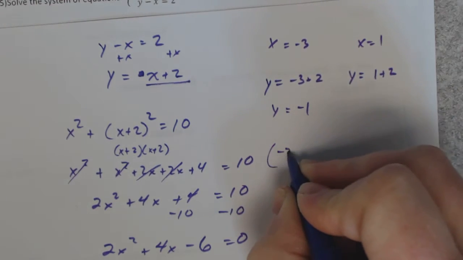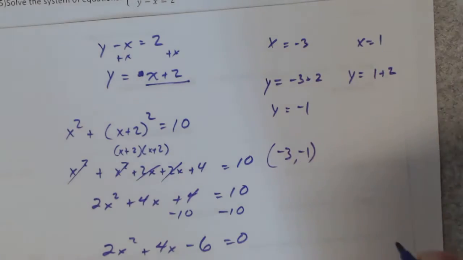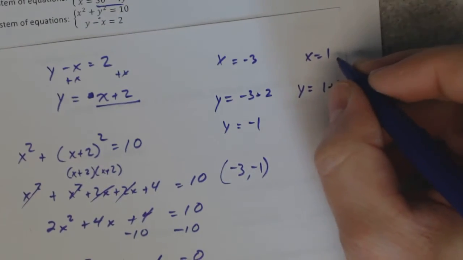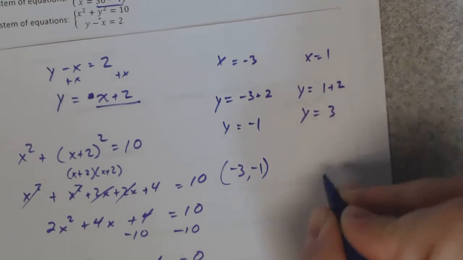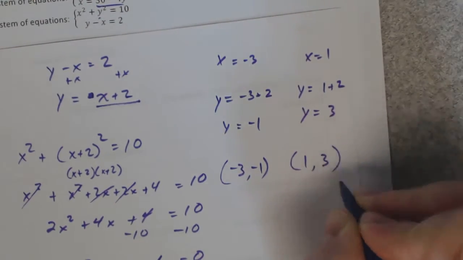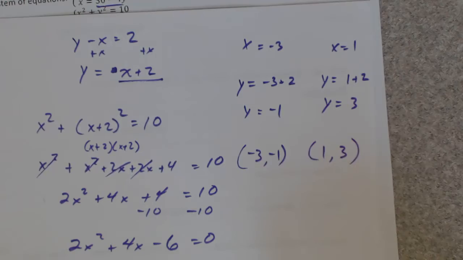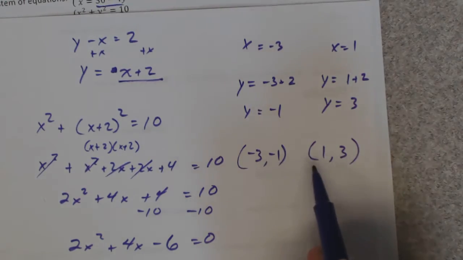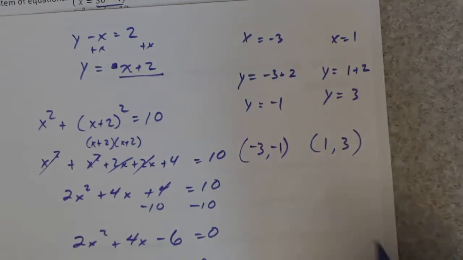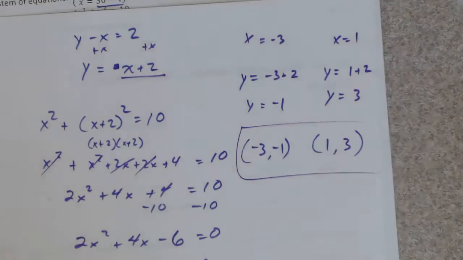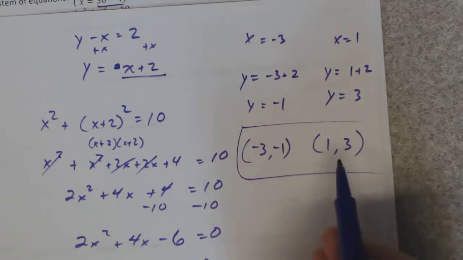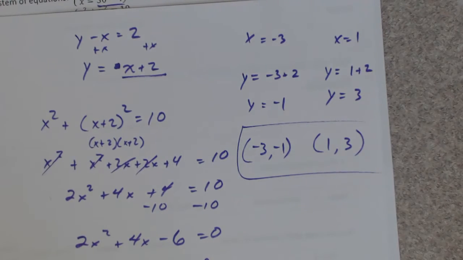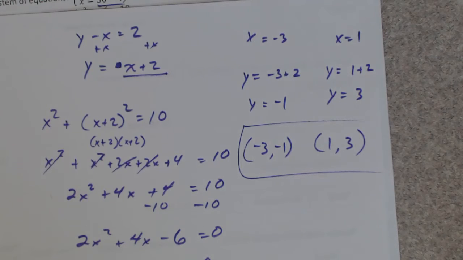So I get a point of negative 3 comma negative 1. And then when my x value is 1, my y value is 3. So I get 1 comma 3. The other answer to this question. There's my two questions and my 2 answers. It's actually 4 answers, there's 4 values, right? But I'm going to write them down as points. That's where the 2 graphs would intersect, would be at those 2 points.